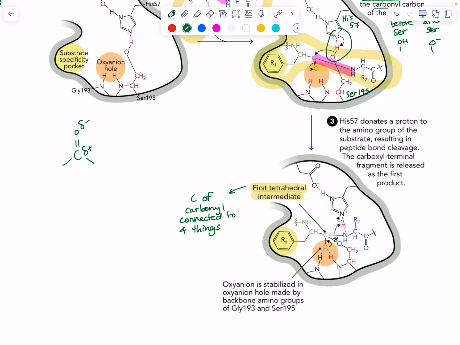But the next thing that happens, okay, so first we have the serine making the nucleophilic attack. But now we have that histidine that's protonated, and that histidine, having acted like a general base, is going to act like a general acid again, and it's going to donate a proton to the amino group of the substrate. Okay, so that's this amino group here.